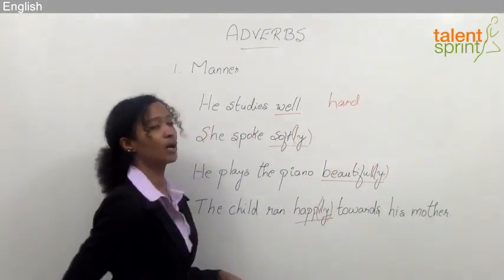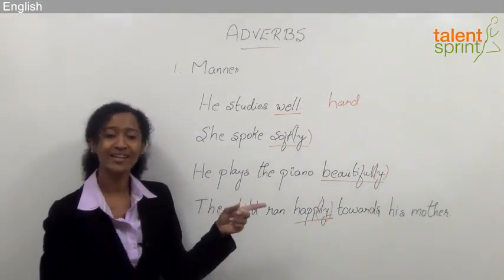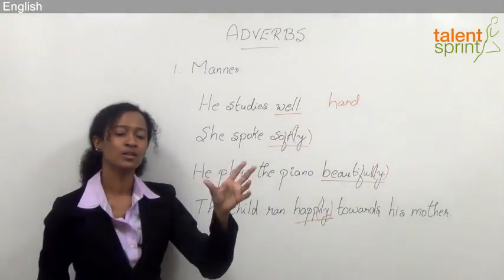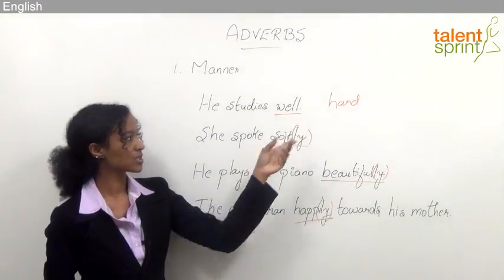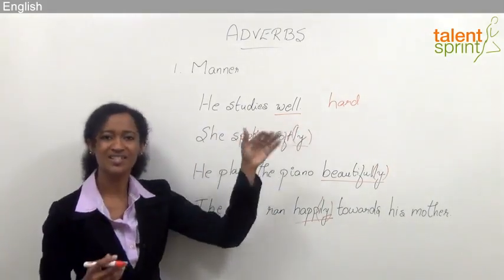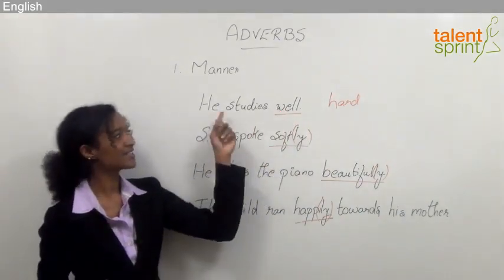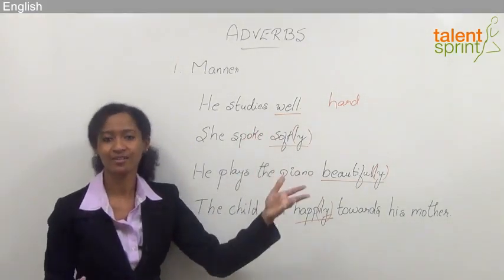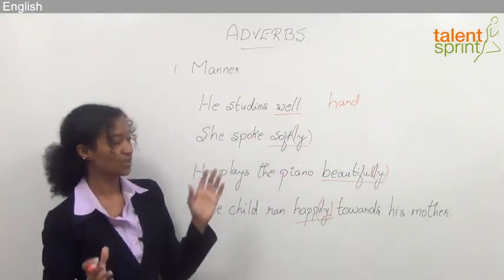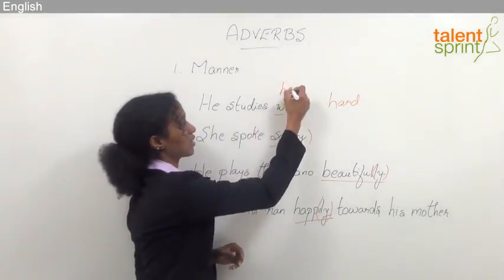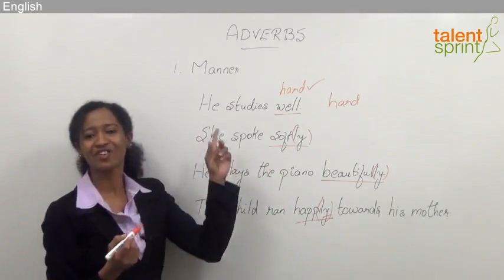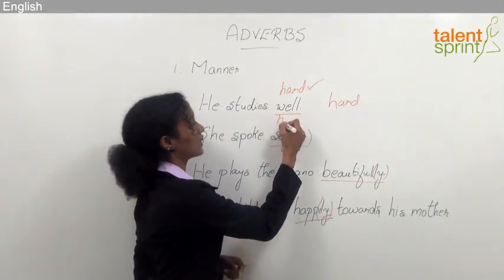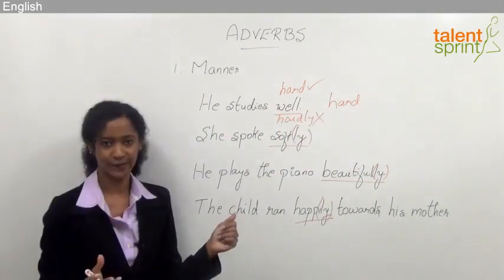but I can't say hardly, because hardly is an adverb of denial. So here, hard functions both as an adjective and an adverb. I can say he studies hard, which means hard is an adverb here. I can't say he studies hardly. That doesn't become an adverb of manner because that is an adverb of denial, which means he doesn't study at all. Are you following? So he studies hard, correct, adverb of manner, because here hard is the adverb. I can't say he studies hardly. Okay, let's move to the next adverb.